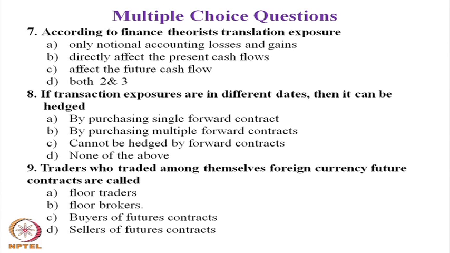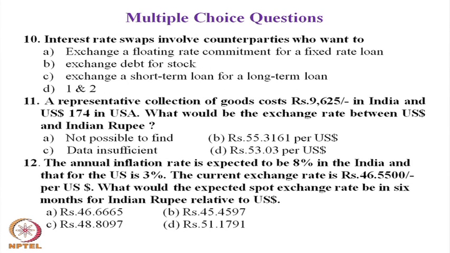Number 10, an interest rate swap involves counterparties who want to A, exchange a floating rate commitment for a fixed rate loan, B, exchange debt for stock, C, exchange a short term loan for a long term loan, D, A and B. Mark the answer, keep it with you.